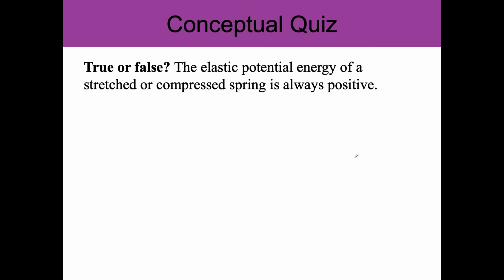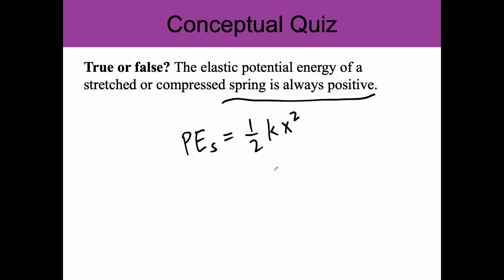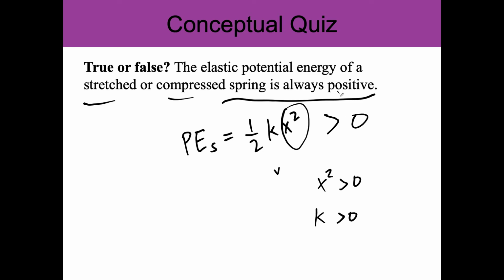The elastic potential energy of a stretched or compressed spring is always positive. Is this right? Elastic potential energy is given by 1/2 kx squared. k is always positive. For a stretched or compressed spring, it has deformation, so x is not 0, and x squared is always positive. So potential energy is always positive, which is right.